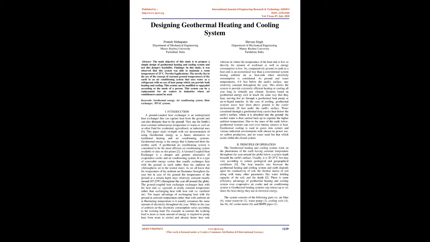Systems based on geothermal energy cool in much the same way that they heat, moving hot air through a geothermal heat pump or air-to-liquid transfer. In the case of cooling, geothermal systems move heat from above ground to the cooler environment 20 feet under the Earth's surface. Water circulated through a geothermal loop carries heat below the Earth's surface, where it is absorbed into the ground. The cooled water is then carried back up to regulate the higher ambient temperature.